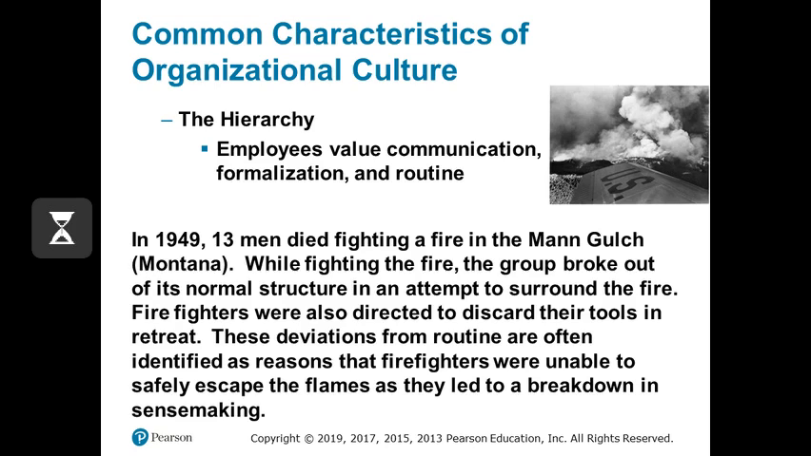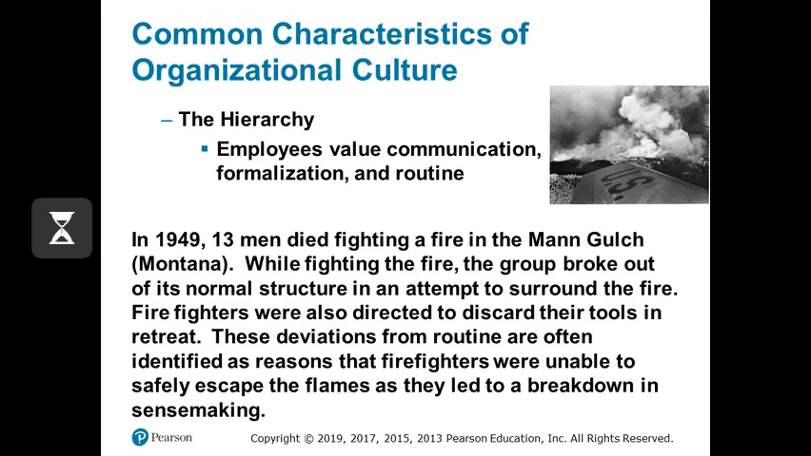But when they got out into this area, fighting this fire was like nothing they had ever seen before, and they couldn't fight it the same way that they could using their typical procedures. And there were things that happened where they tried to surround the fire. There were things that happened where at one point they were directed to put down their tools and run. They were basically just told, put down everything and run for your lives.